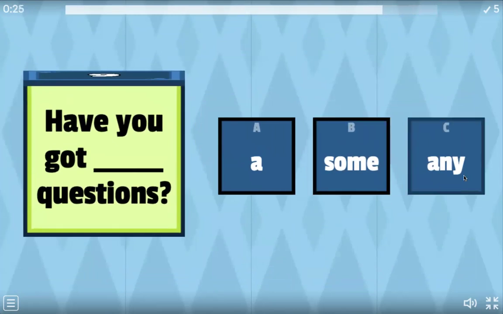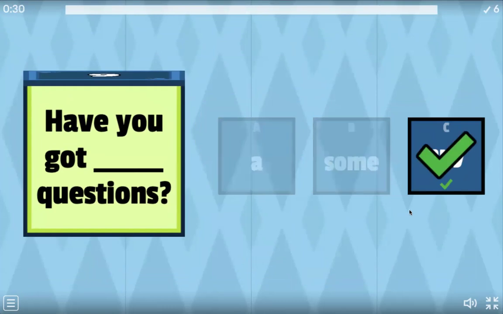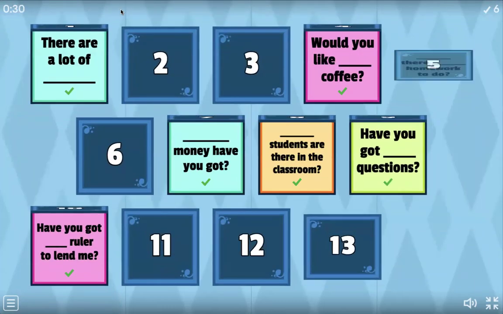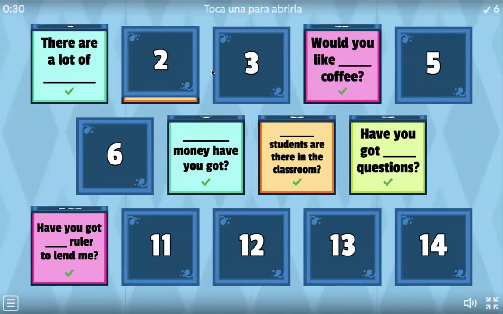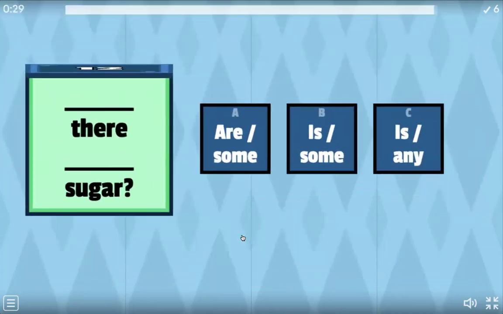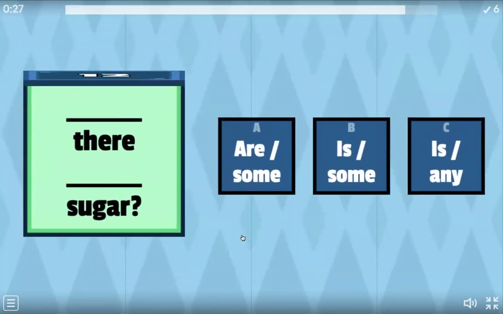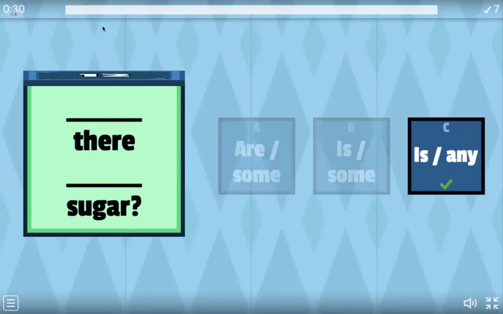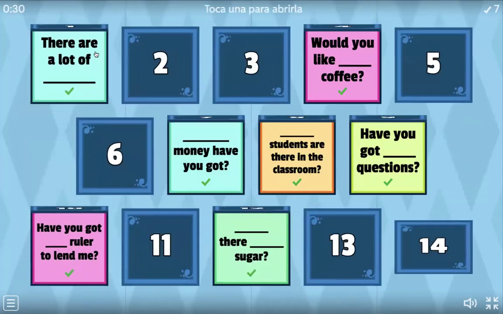Have you got any questions? Correct. Oh. Monica, choose a number. 12. Sugar, yeah? Quick, be quick because... Is there some sugar? Are you sure? Is there any sugar? Yes, correct. Thank you.